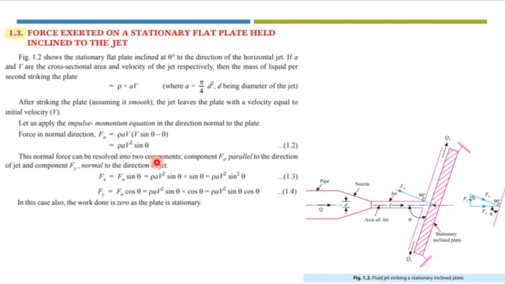This normal force can be resolved into two components: Fx, which is parallel to the direction of the jet, and the other component Fy, which is normal to the direction of the jet. As you can see in this figure, Fn is resolved into Fx and Fy. From this you can find that Fx is equal to Fn sine theta and Fy is equal to Fn cos theta. So upon entering the value of Fn, we get the expression for Fx as rho A V square sine square theta and Fy as rho A V square sine theta cos theta. In this case also, the work done is 0 as the plate is stationary.